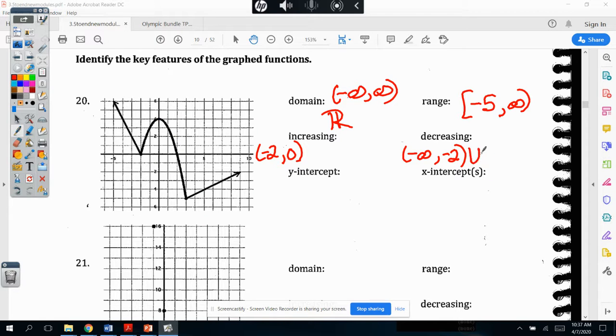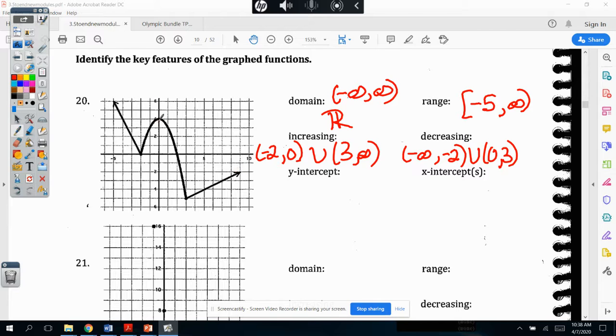So we're going to put a U here for union because now it's going to pick up decreasing again. It decreases from 0 to 3. And then it starts to increase again, 3 to infinity. Okay, the increasing, decreasing is a little tricky.